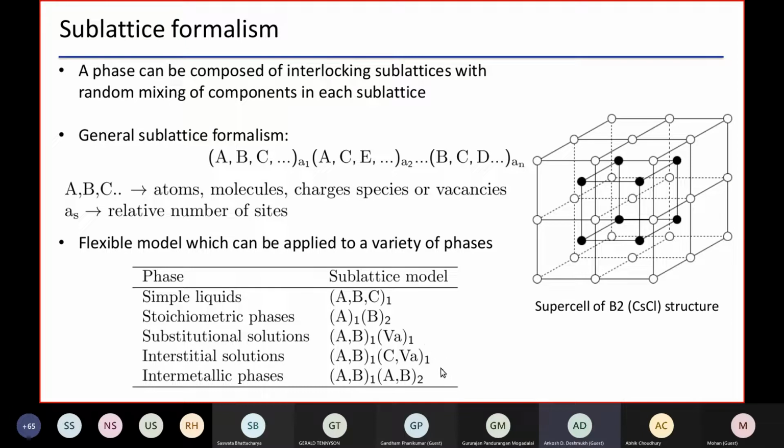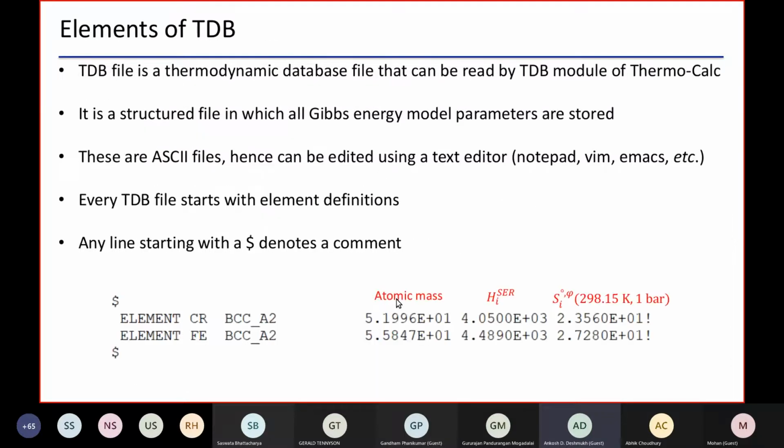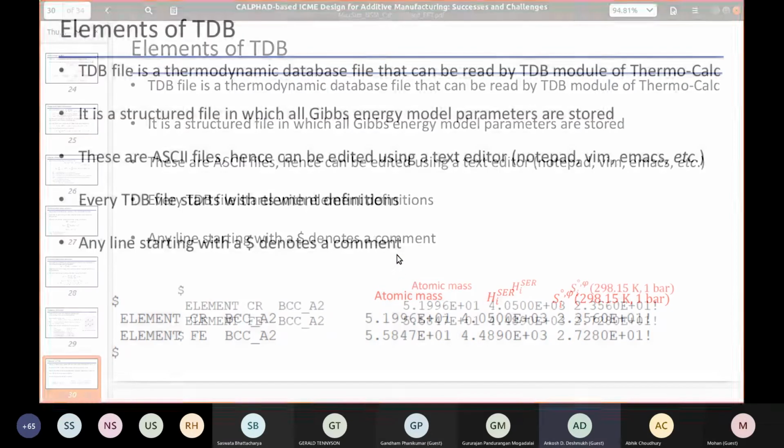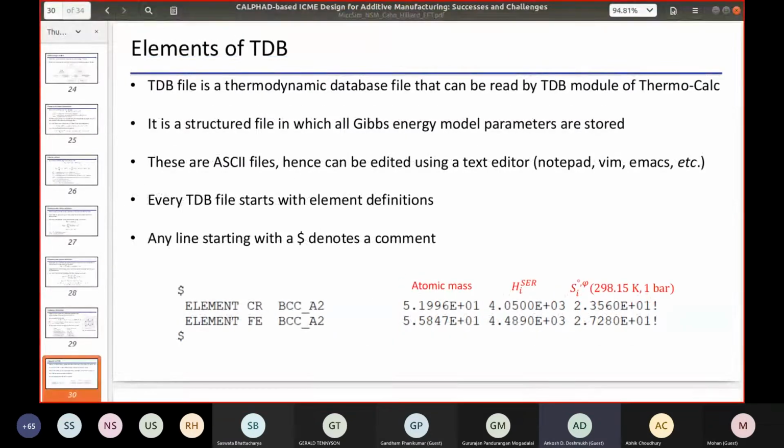And the compounds. So I would just like to emphasize these are the things which are available, and you will see this method when you open a TDB file. And this is just to give a glance before going to the simulation for the TDB file.